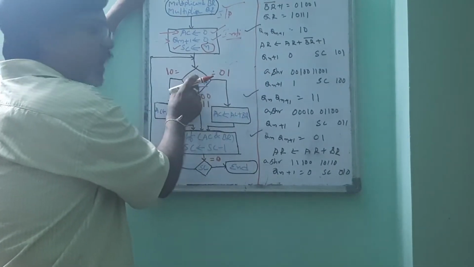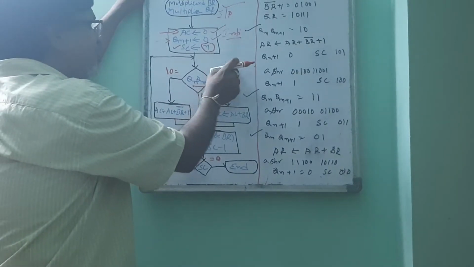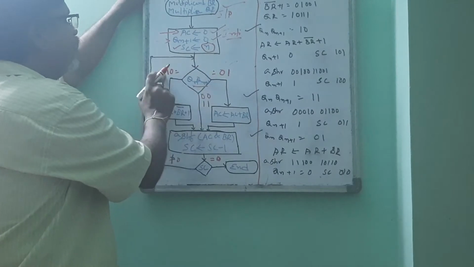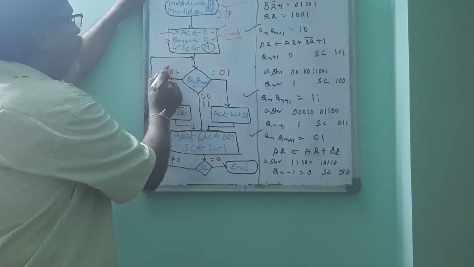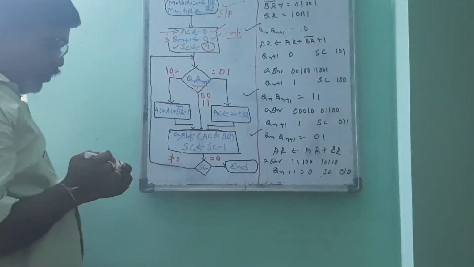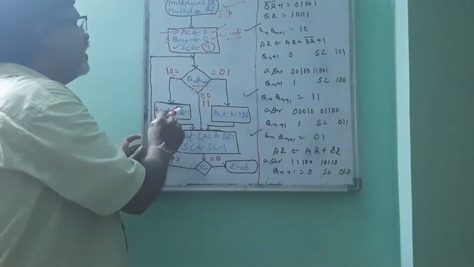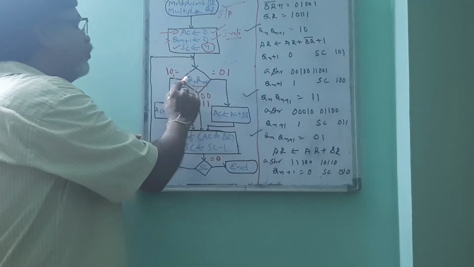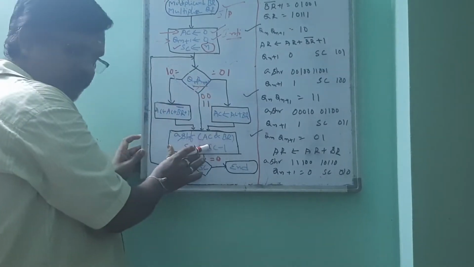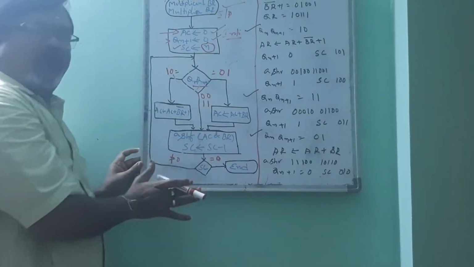So if Qn and Qn plus 1 is 0, 1, what are we doing? And Qn plus 1 is 1, 0 means Qn is 1 and Qn plus 1 is 0. What are we going to do? The third case, Qn and Qn plus 1 are both zeros or both ones. In this third case, what are we going to do? Clearly it is explained in the flow chart.